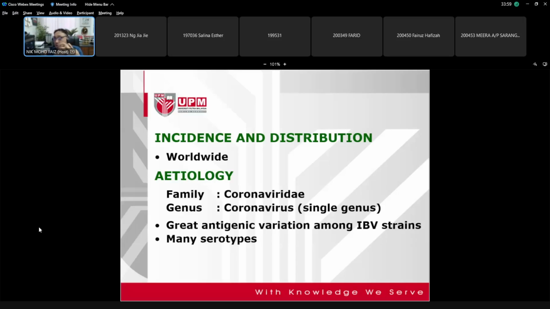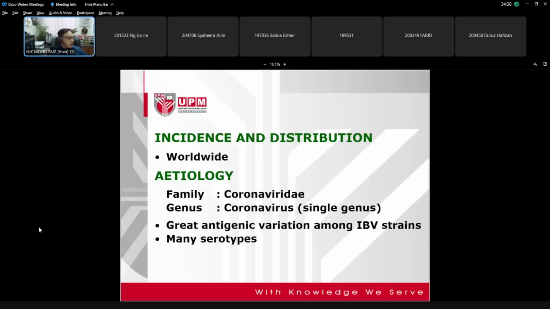They have great antigenic variation among IBV strains, similar to COVID as well. When I refer to antigenic variation, like COVID, they can mutate and change, becoming Omicron or Delta and whatnot. In the news now they mention Delta 2, I think, a variation of Delta. IBV belongs to many serotypes, similar to COVID as well. So what are the implications of many serotypes? Any idea?